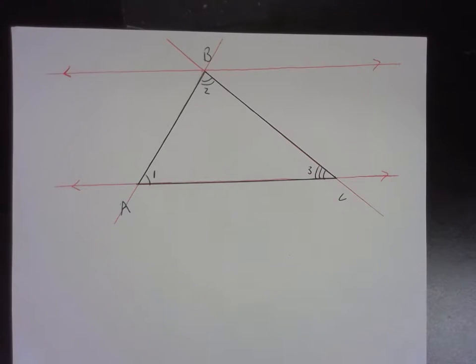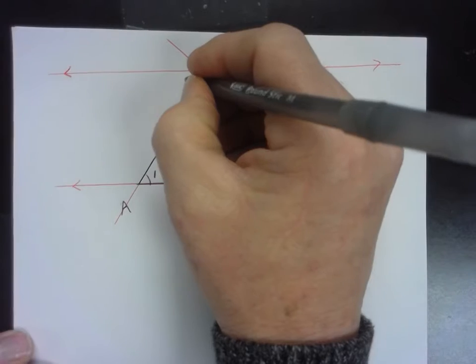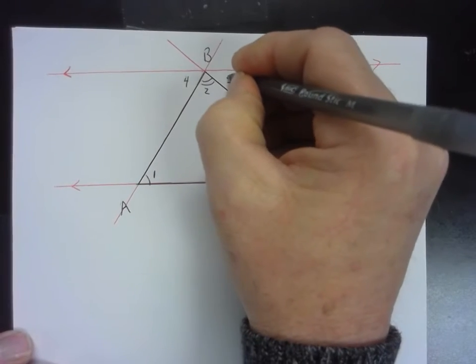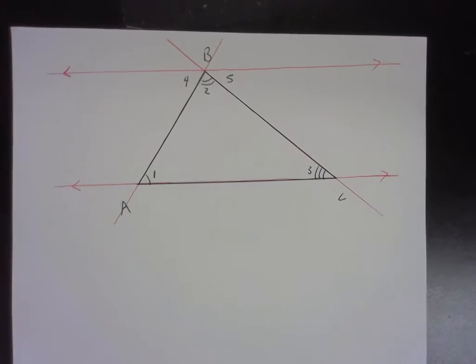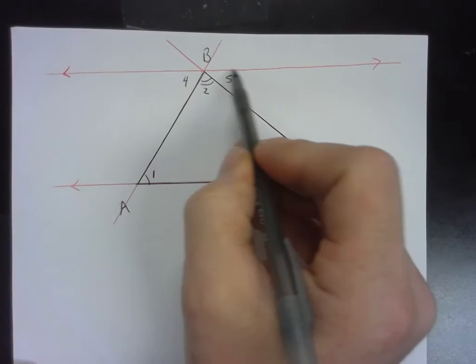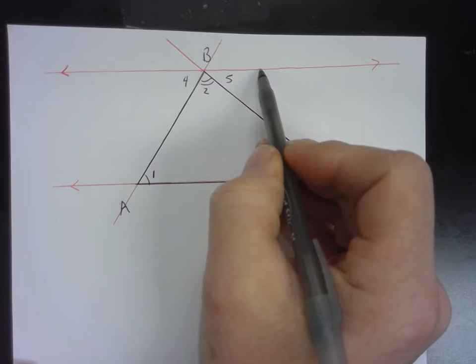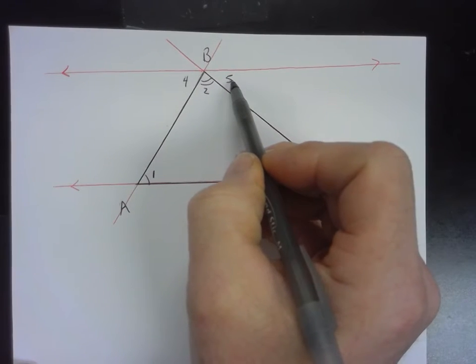So now what I want to do is I also want to look at angle 4 up here and angle 5 right there. What can you tell me about angle 4 and angle 2 and angle 5? Are they a linear pair? Well, they're a linear trio. The three of them form a straight line, don't they? And so we know that the sum of those three angles is 180.